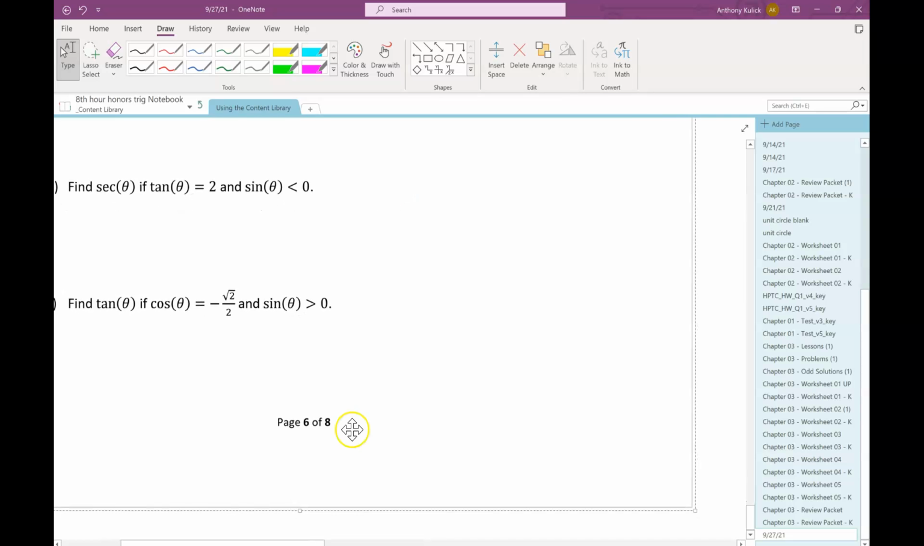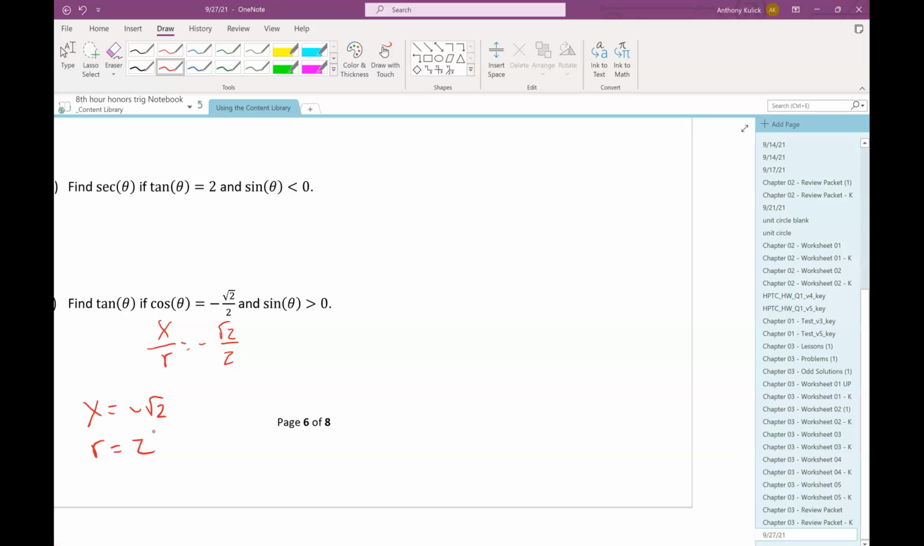So to do these ones, I'm going to be using the standard position angle definitions. Cosine is x over r. So that tells me the x is negative root 2 and the r is positive 2. I know the r is always positive, so the negative sign is always going to go with either the x or the y. Cool with that? Okay. And I know sine is y over r, which is positive. And since r is positive, in fact, we just say r is 2. That tells me y has to be positive, right?